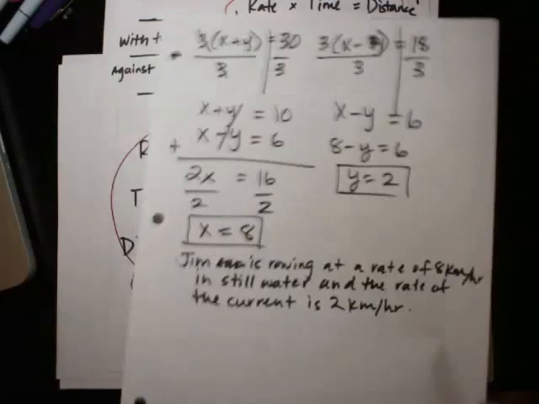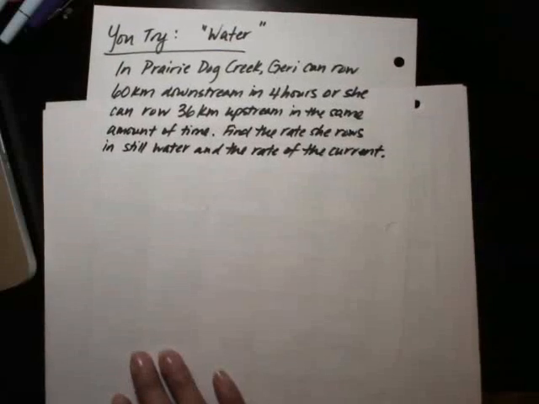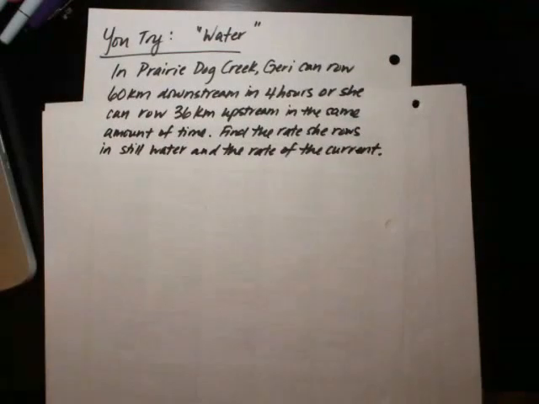What I'd like for you to do is practice a water problem on your own. You'll have this problem. In Prairie Dog Creek, Jerry can row 60 kilometers downstream in 4 hours, or she can row 36 kilometers upstream in the same amount of time. Find the rate she rows in still water and the rate of the current. Bring this problem with you tomorrow and we'll go over any questions that you might still have.